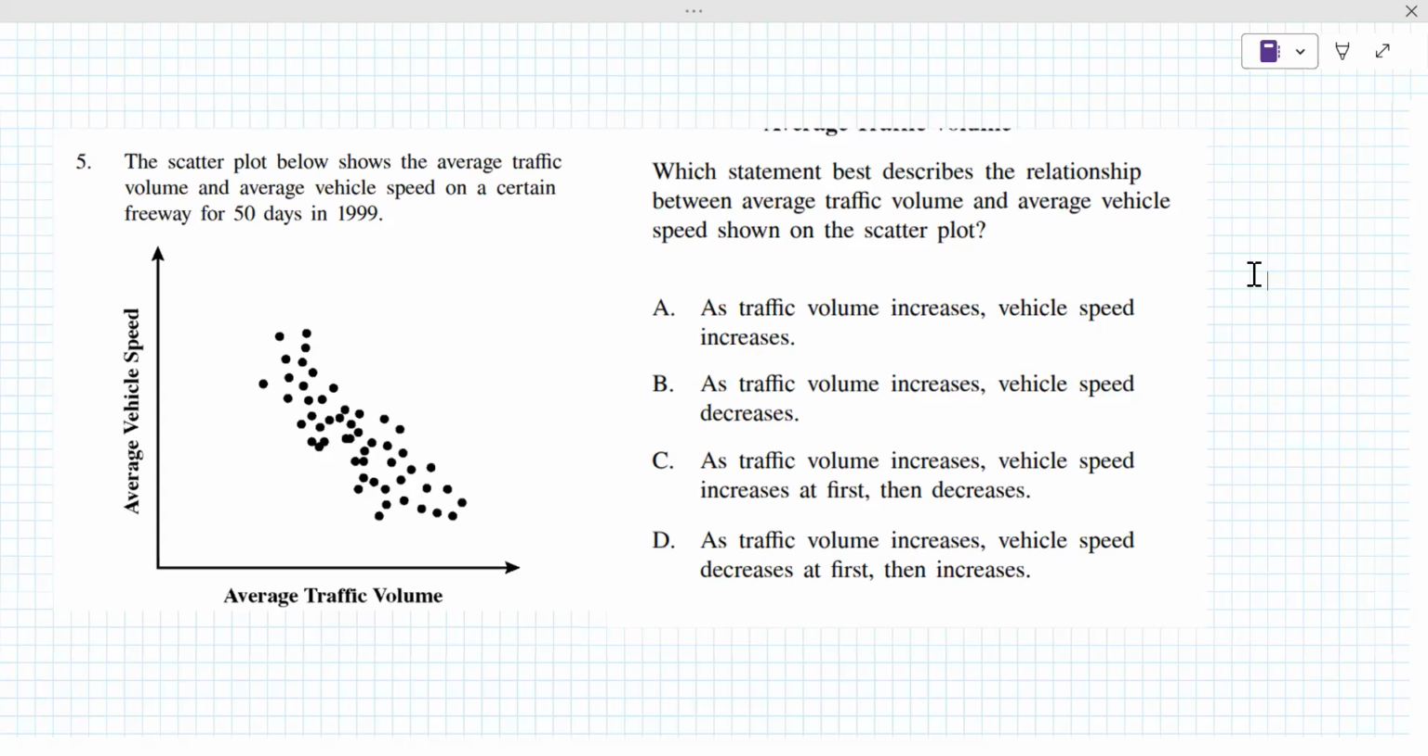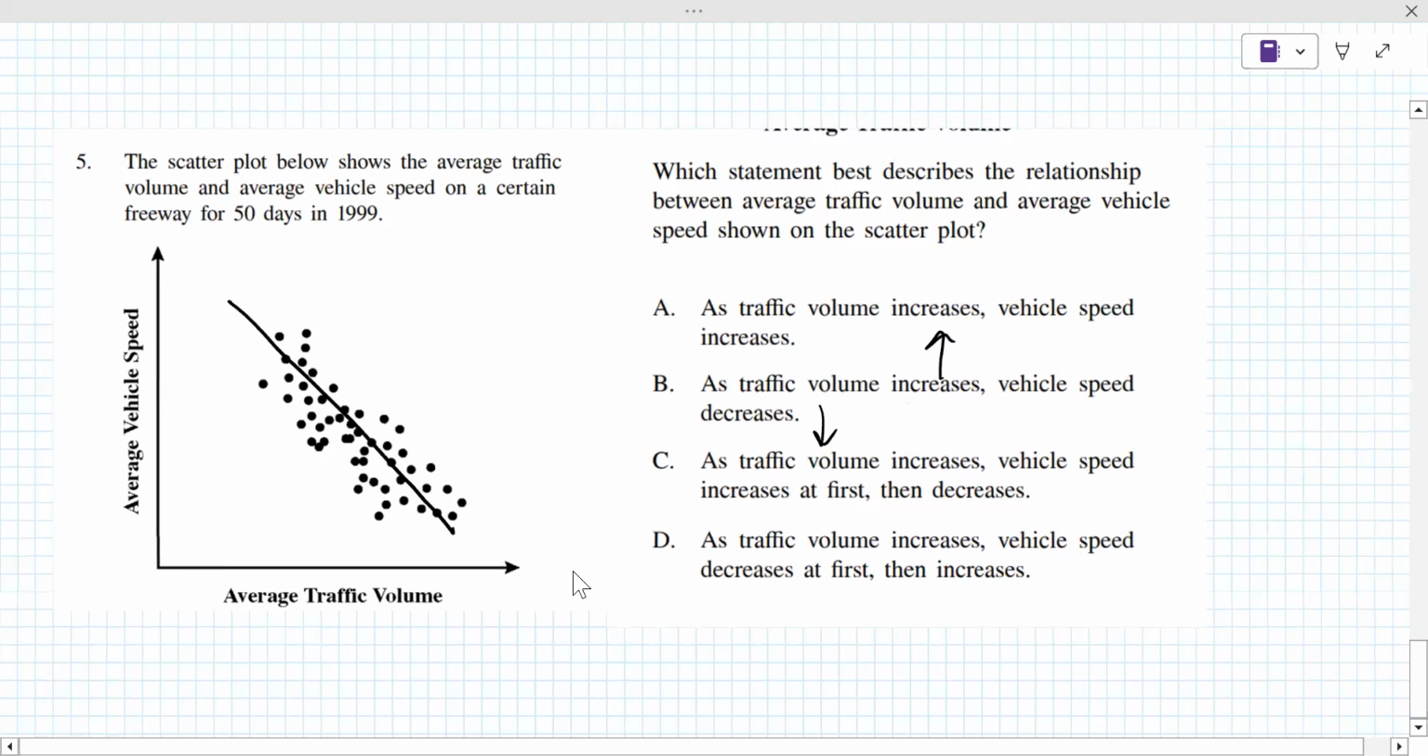Is it B? As traffic volume increases, vehicle speed decreases. So this is a down, a negative. That means they're going to go in opposite directions. That's looking pretty good. As volume increases, vehicle speed decreases.